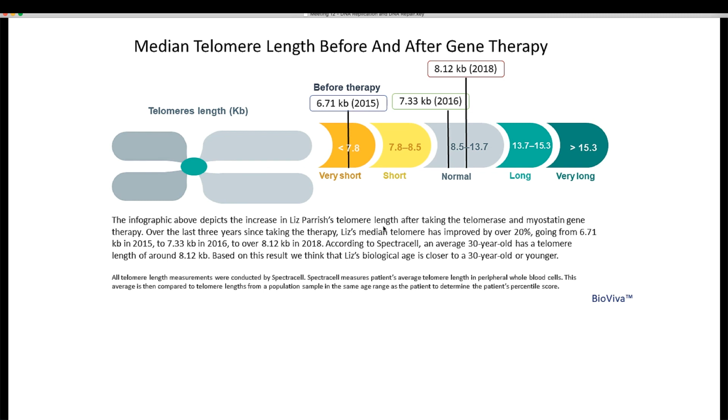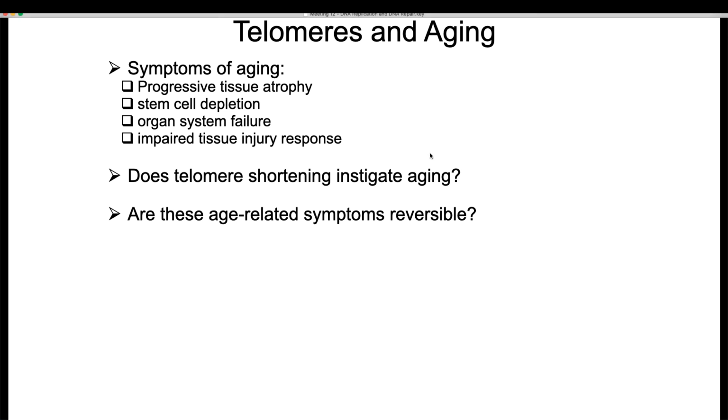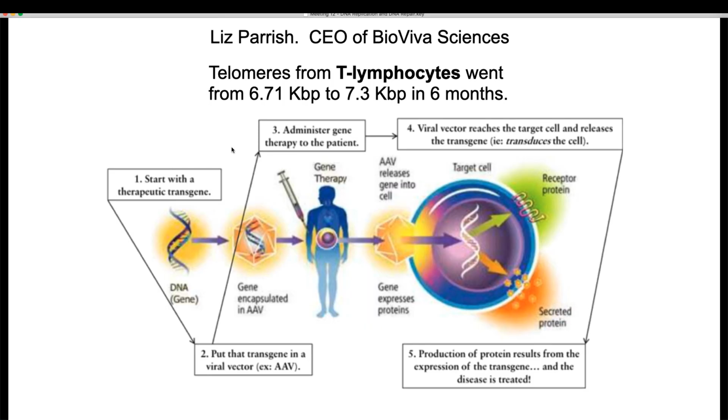And the researchers say that if you take all the people's telomeres and you look at, okay, what age are you? What is the size of your telomeres? It turns out that 8.12 kilobases long is about the size of a typical 30-year-old. Okay, and she, Liz, is significantly older than 30. Now, how is that affecting these various things here? How is that going to affect her going on?